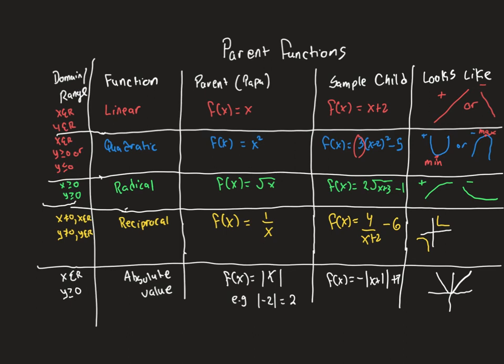And that's it. Those are the properties of parent functions and what sample child functions look like. We're going to use this later on to show you how we can use this for transformations, but it's very important that you understand what they look like initially so that you can understand what they turn into after we transform.